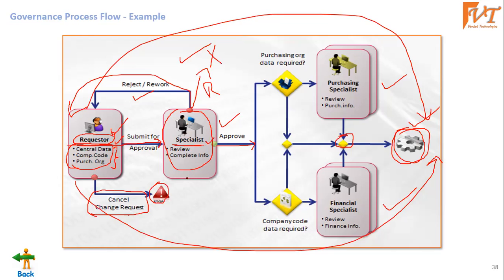The specialist is told that the requester has cancelled the CR and that he doesn't need to take any action. So can I consider this cancel change request to be for when he's not happy with the data created? Yes, it can be anything. He is not happy with the data and wants to withdraw, or wants to create a new change request. It can be anything.